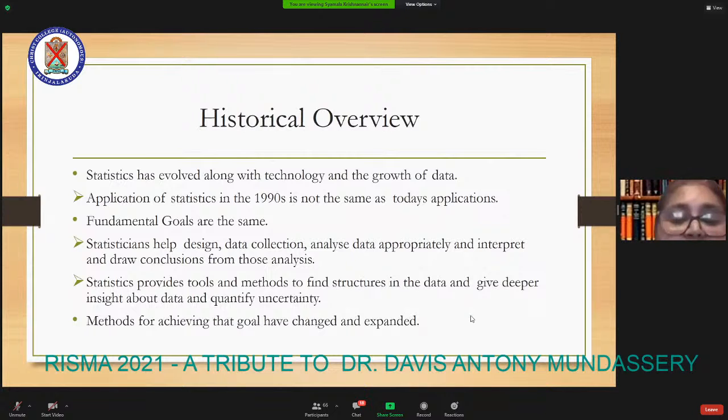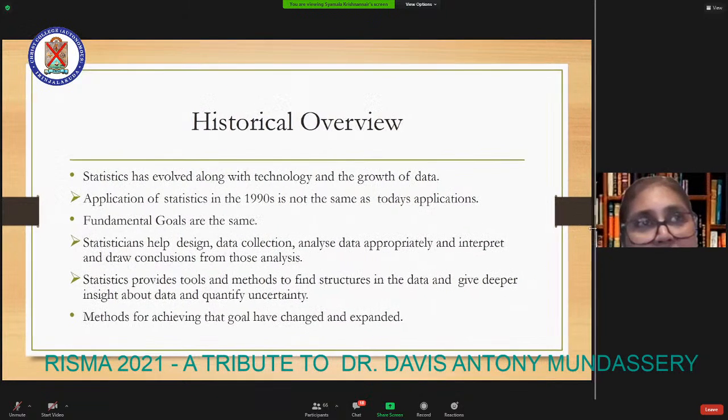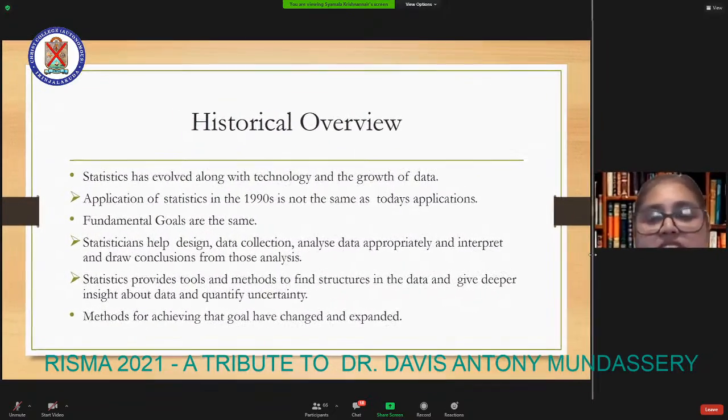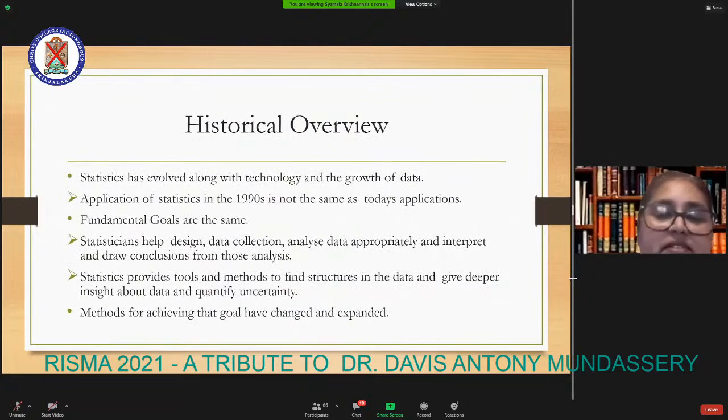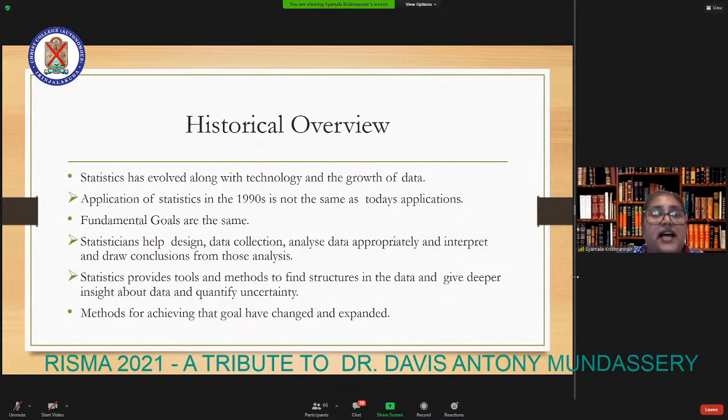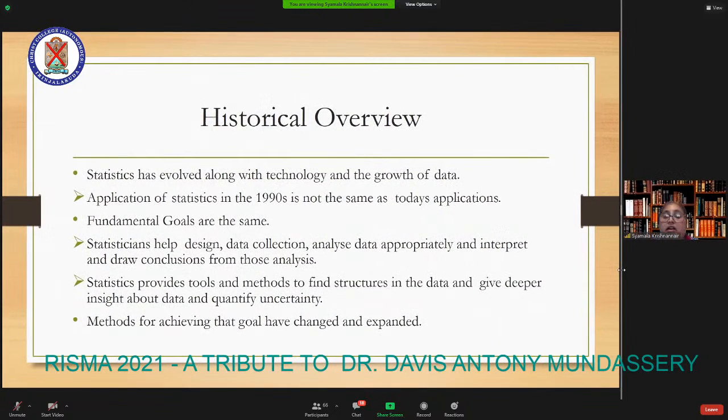To do all these things, they use the fundamental objectives. The methods for achieving those objectives have changed and expanded in recent days because of the advancement of technology, in many sectors, especially engineering, health, and other fields. Because of advanced technology, we have larger dimensions of data, and the process systems are highly complex, with a lot of variables. So the only difference is that the application side of statistics has changed.